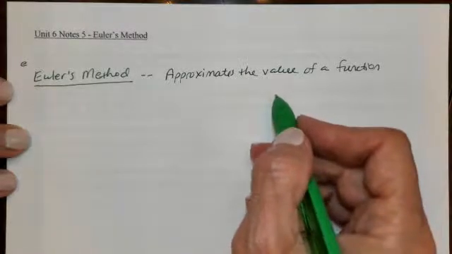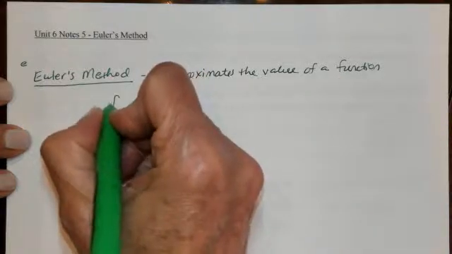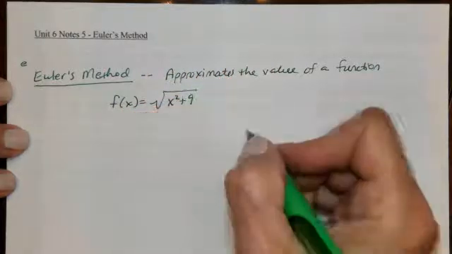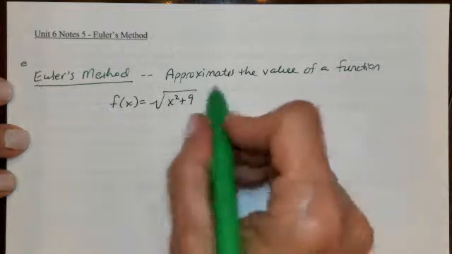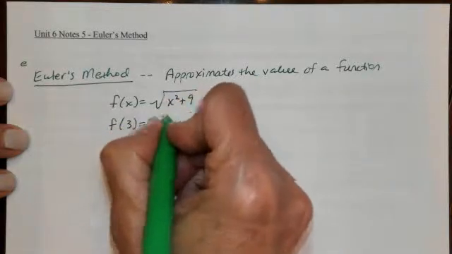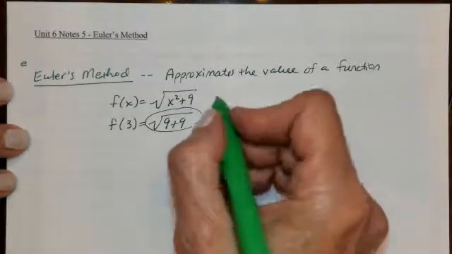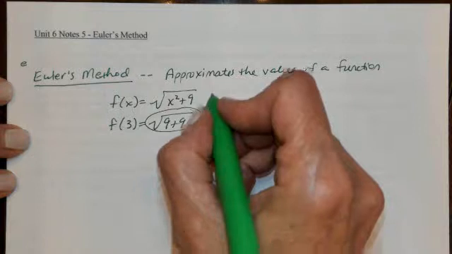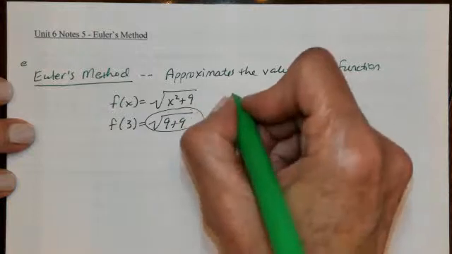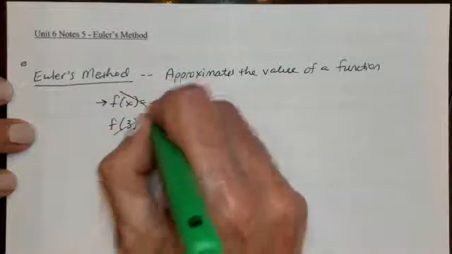And you might think, why would we need to approximate the value of a function? Because so many times we have some kind of equation for a function, and we can put any number we want in for x and get the value. So why do we need to approximate the value? Well, in these types of problems, what if we don't have an equation like this for a function? What if that's not available to us?